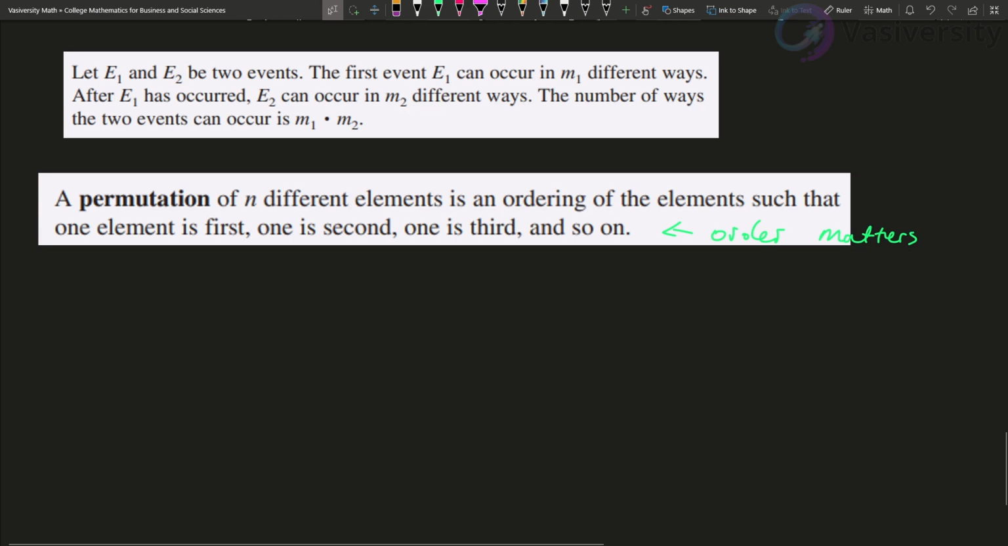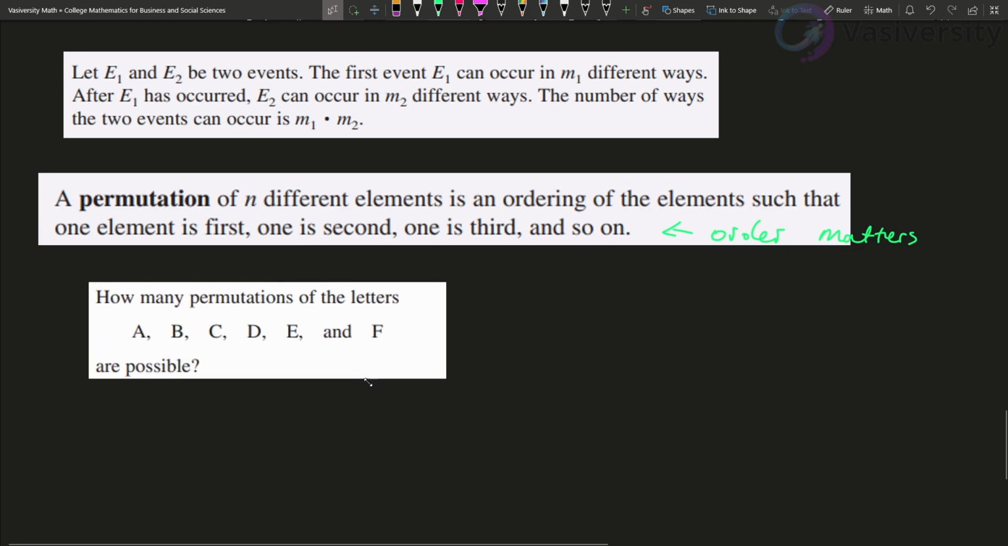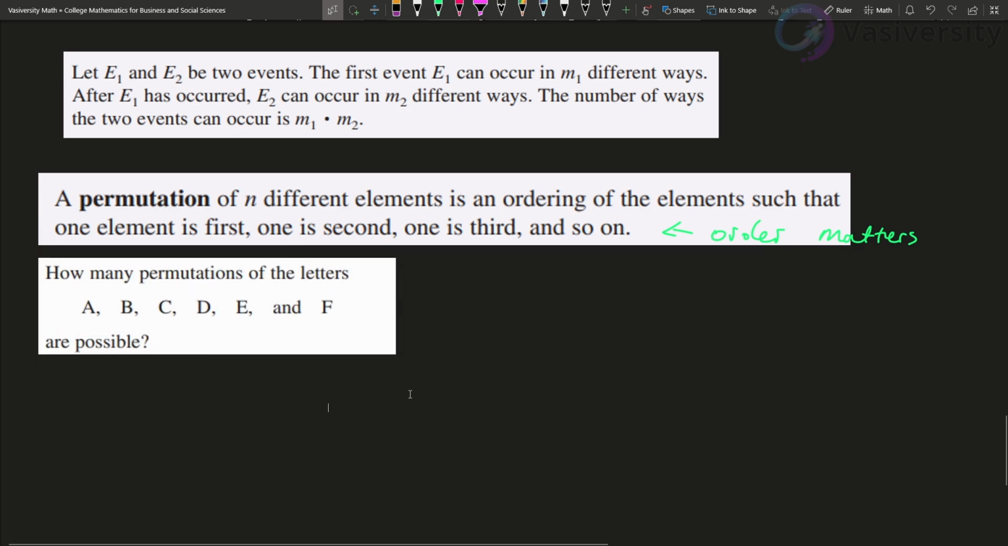So let's say you have 6 letters from the alphabet, A, B, C, D, and so on. How many permutations of the letters are possible? That means order does matter. In the first position, any of the 6 letters can go, so 1 out of 6. Then in the second position, any of the 5. Third position, any of the 4. Then any of the 3, 2, etc.